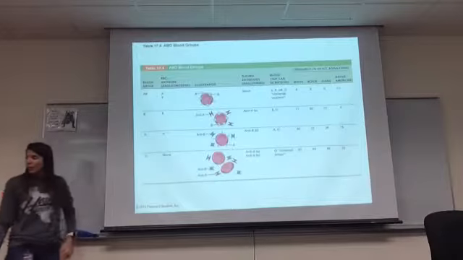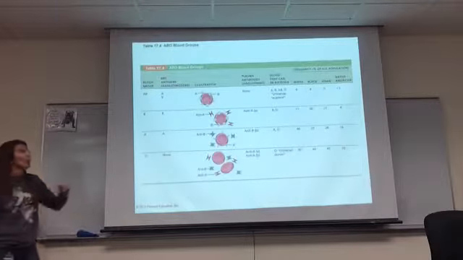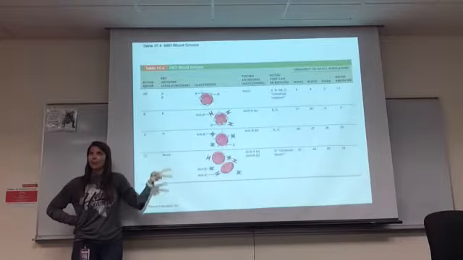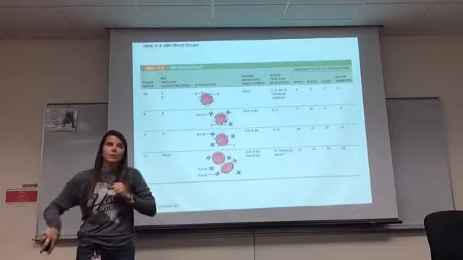Yes, ma'am. You said that O is the most recessive? No, it is recessive. Which one is the most dominant? They're what we call codominant. So all of these are dominant. If you have A, that's dominant. If you have B, that's dominant. If you have AB, it's dominant. O is just the recessive one. Good question.